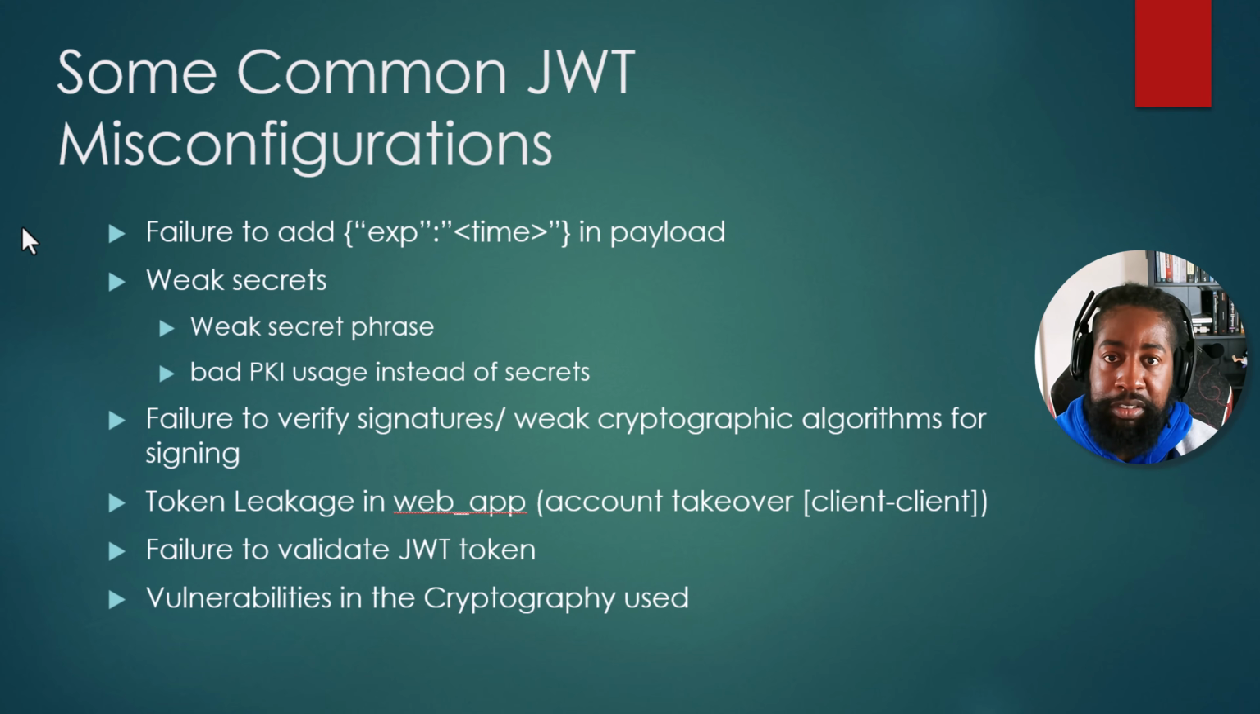So we have the header, the payload, and the secret key. And then we can change the header, we can change the payload, and we have the secret key already. We can just reuse it. And a server should accept it as long as that signing mechanism is valid and is not expired. Big issue there. Okay, another common JWT misconfiguration is token leakage in the web app.